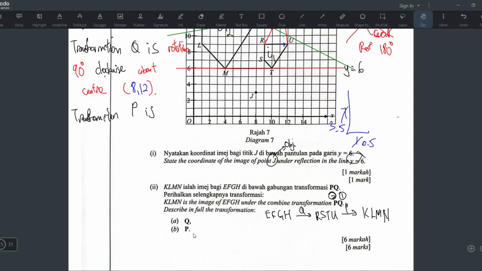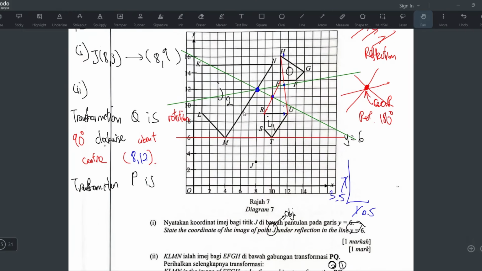Okay, now for transformation P, from RSTU to KLMN, which is I1 to I2 lah. This one is enlargement. You don't have to think. It's very obviously enlargement because the size sudah tak sama. And enlargement confirm lah. Enlargement is the only transformation yang akan menyebabkan size awak tukar. So it's enlargement, and you cannot stop here. Kalau nak dapat full mark, you have to mention the isi-isi penting. For enlargement, bila describe enlargement, you have to mention the center and the scale factor.